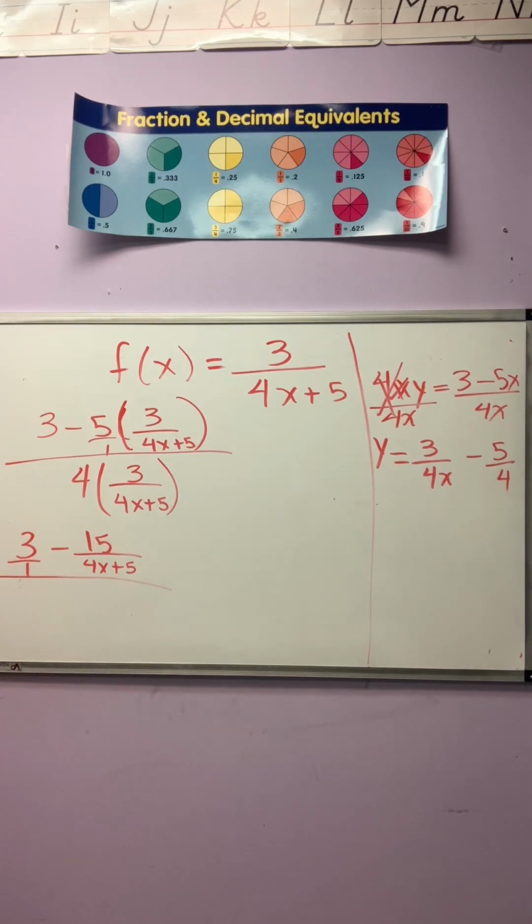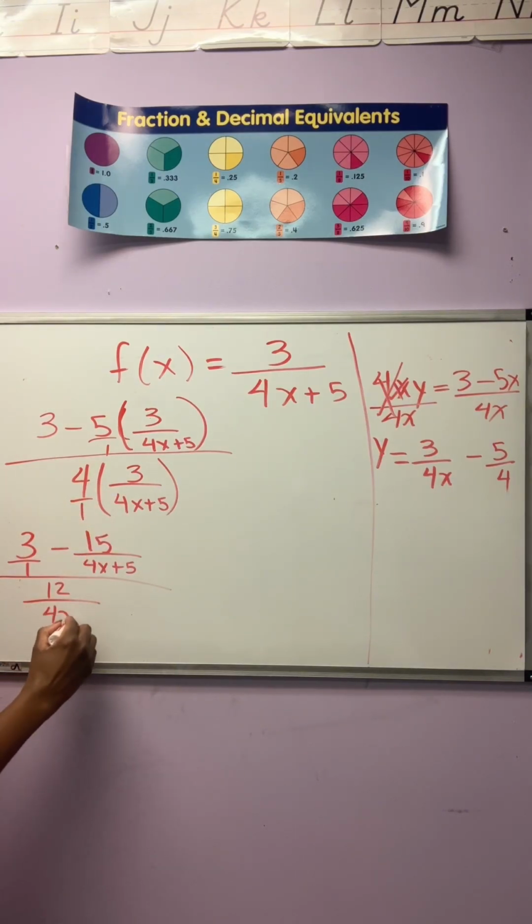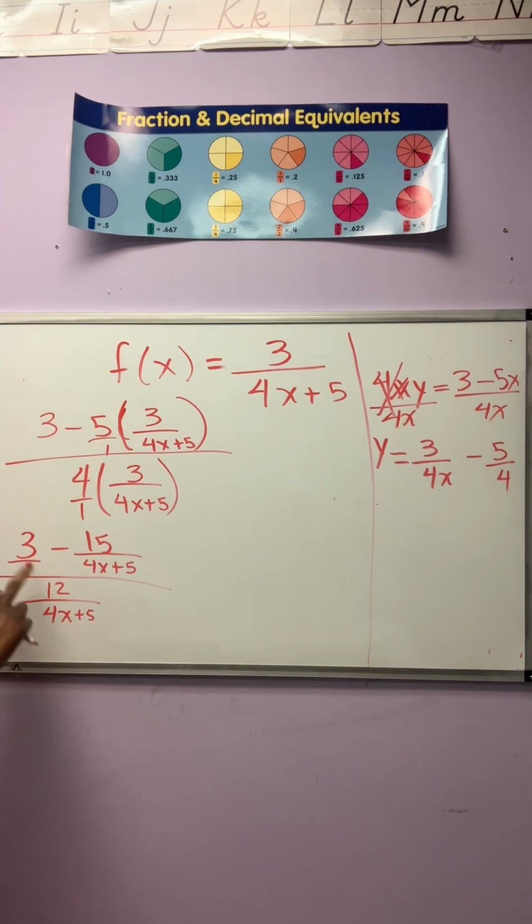And then our denominator, we have 12, and then we have 4x plus 5. Okay. Now, for the top, we would have to find a common denominator. If we have a denominator right here, 4x plus 5, our common denominator would be 4x plus 5. So I can change this to 4x plus 5. Now, if you recall, whenever you find a common denominator, you got to change the numerator also. So that means I have to multiply the numerator by 4x plus 5. And that would give me 12x plus 15.